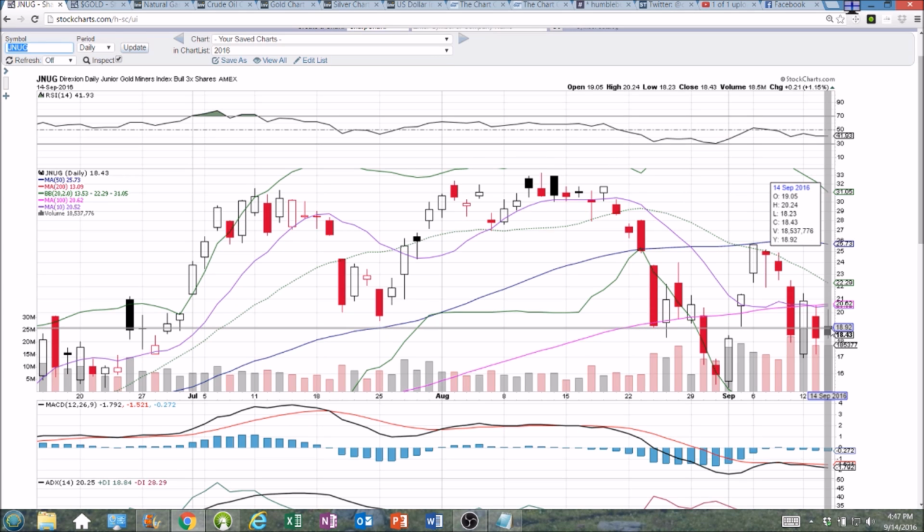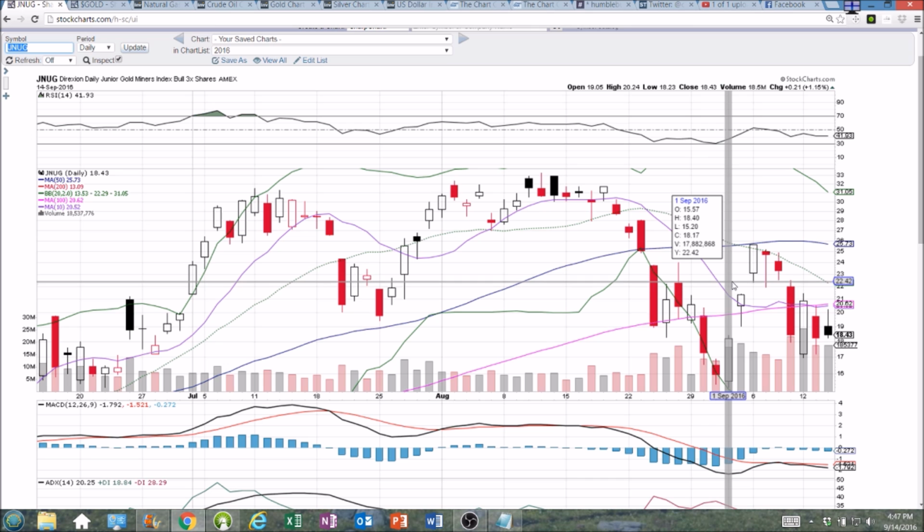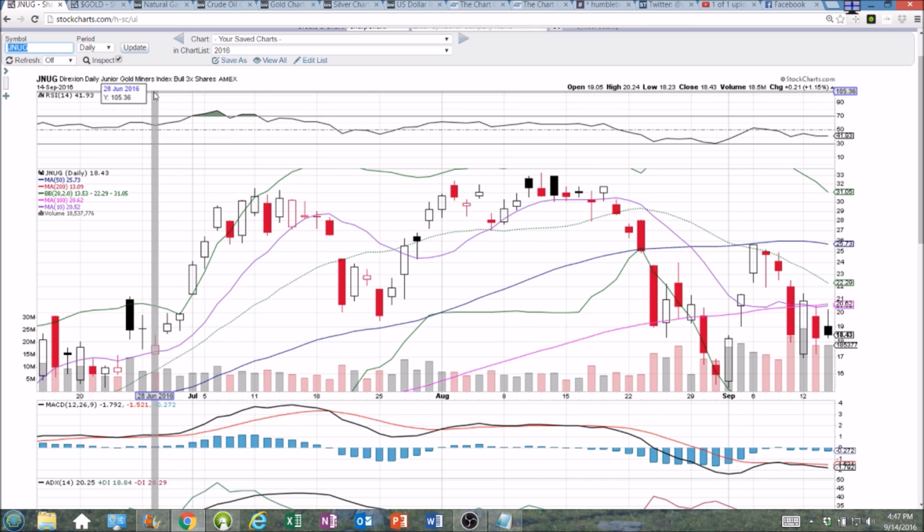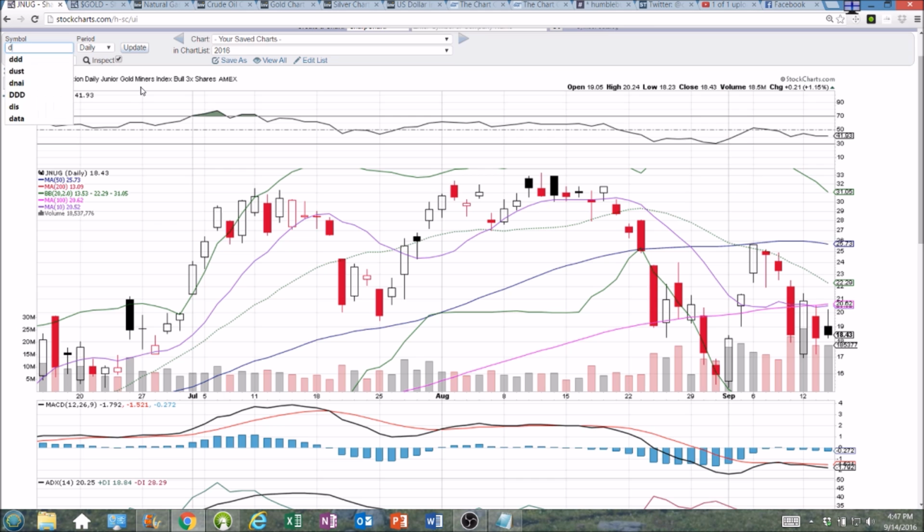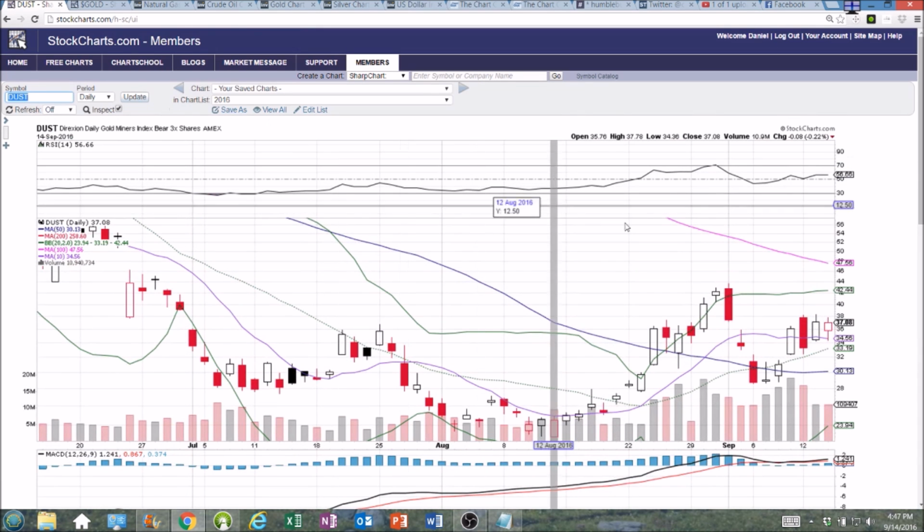If we break 1823, the low, that's a bearish break, and you can jump in the bear miners. And if we break 2024, that's a bullish break to the upside, and we know the bulls will have some strength. So the junior miners are more bullish than the senior miners, which means DUST is performing.